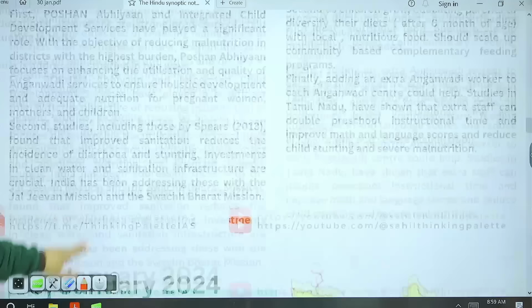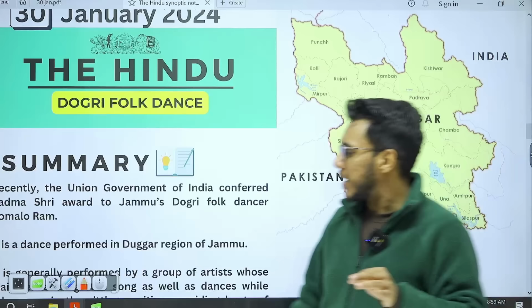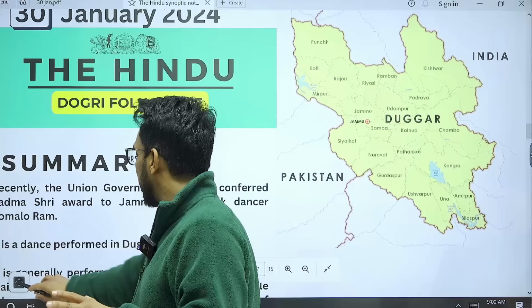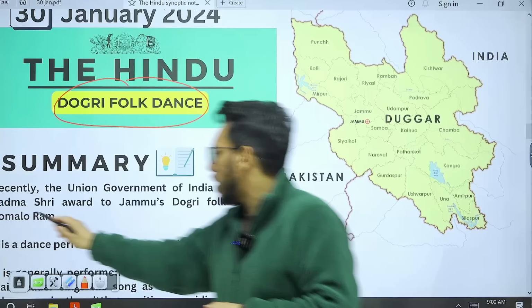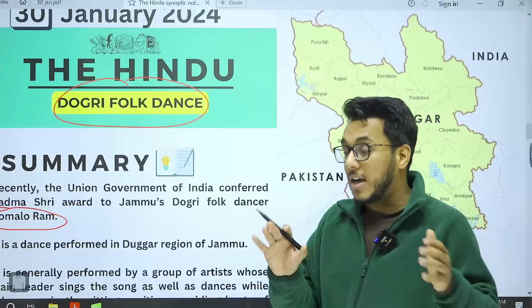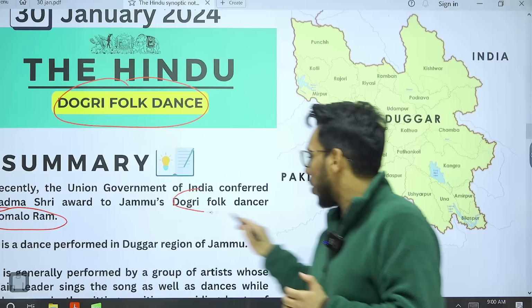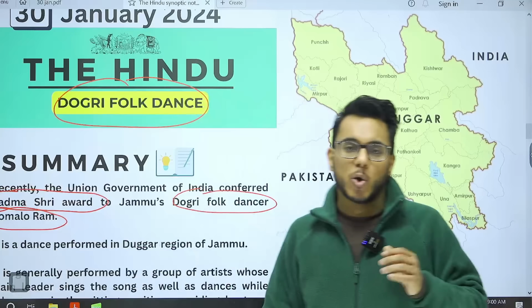Okay, so guys, these particular articles are specifically oriented towards the prelims examination. And the first article that we are going to take here is the Dogri folk dance. Now, why is Dogri folk dance in the news? Because recently, Romalo Ram, who is a prolific and important Dogri folk dancer, has been given the Padma Shri Award. So therefore, Dogri dance is in the news.